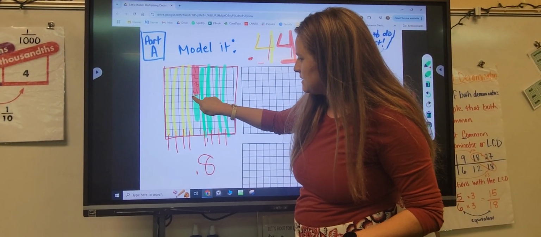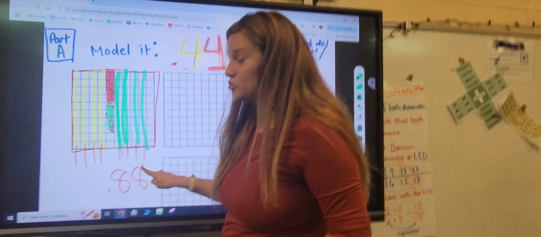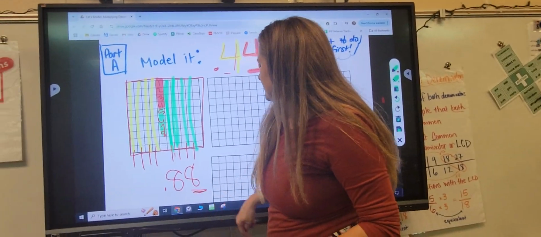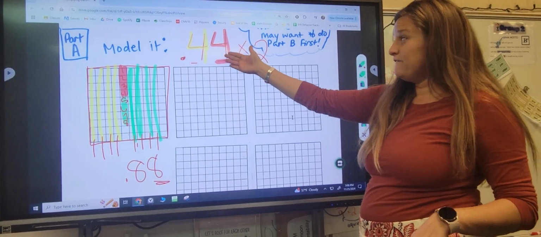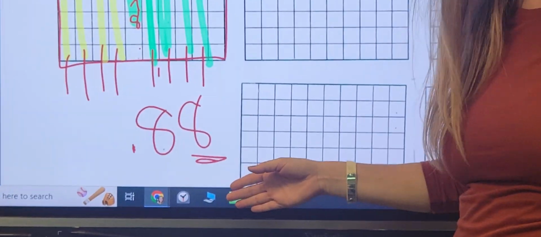Oh my gosh, there's a lot of babies. 5, 6, 7, 8 babies. There's a lot of babies. That is the answer. 44 hundredths times 2 is 88 hundredths, okay?